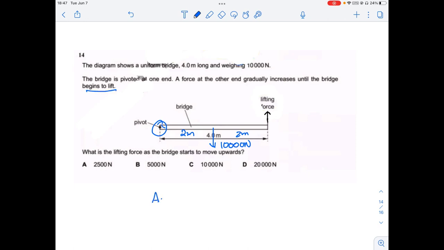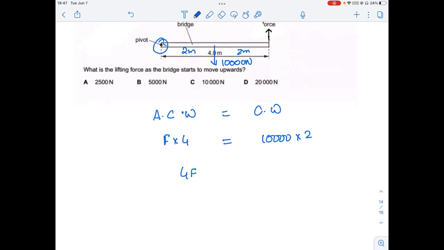So we can see that the anti-clockwise moment should be equal to the clockwise moment. The anti-clockwise moment is nothing but the force times the distance, which is 4. And the clockwise moment is 10,000 newtons times the distance, which is 2. So 4F should be equal to 20,000. So F equals 20,000 divided by 4, which is nothing but 5,000 newtons. So answer B is the answer.